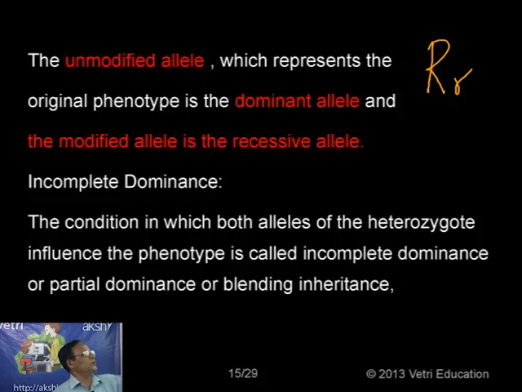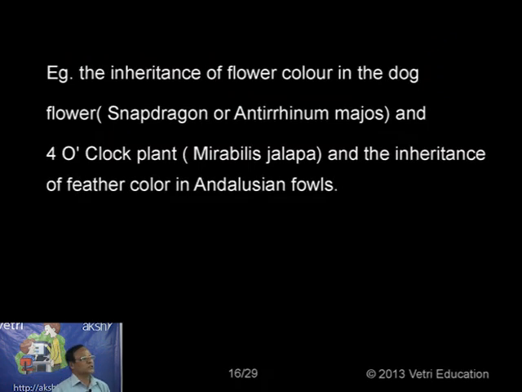Now let's see this with examples. There are two examples, one in plants and one in animals. In the case of plants, with reference to flower color, one plant is the snapdragon, which looks like a dog in a sitting posture, called the dog flower. Its binomial name is Antirrhinum majus. Another one is the four o'clock plant, Mirabilis jalapa. In these two cases, we are taking the flower color. There are two contrasting flower colors: one is red, another one is white.